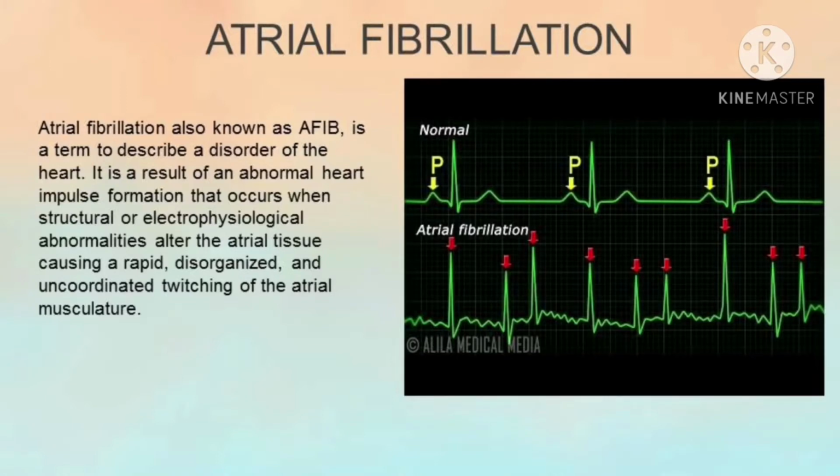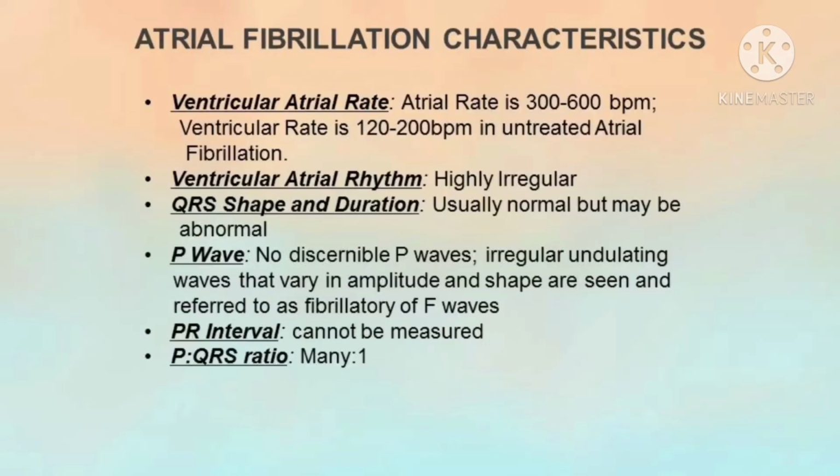The next type is atrial fibrillation. Atrial fibrillation, also known as AFib, is a term to describe a disorder of the heart. It is a result of an abnormal heart impulse formation that occurs when structural or electrophysiological abnormalities alter the atrial tissue, causing a rapid, disorganized, and uncoordinated twitching of the atrial musculature.